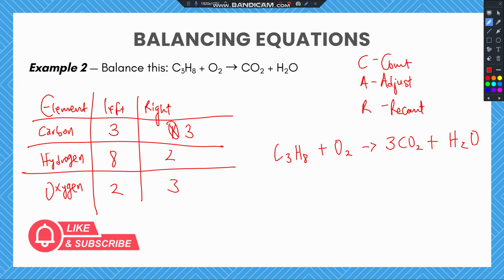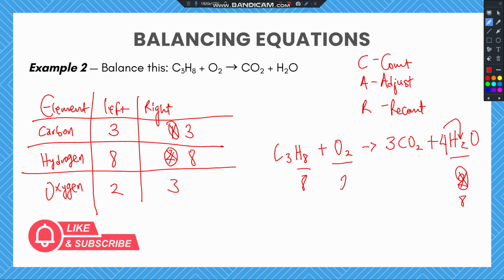The next thing to move on would be to move on to hydrogen. Alright, so now that we have balanced carbon, the next element to balance will be hydrogen. On the left hand side we have 8 atoms and on the right hand side we have just 2. So to balance hydrogen we introduce a coefficient of 4 over here to multiply these 2 to become 8. So it moves from 2 to become 8.